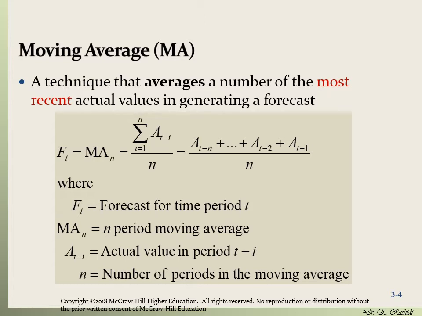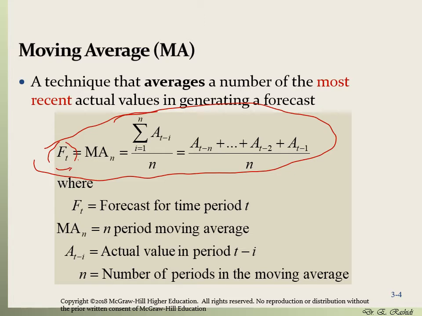So let's explain this more. As you see here in this formula, this is the formula for the moving average method. In this formula, F sub t is your forecast for period t.